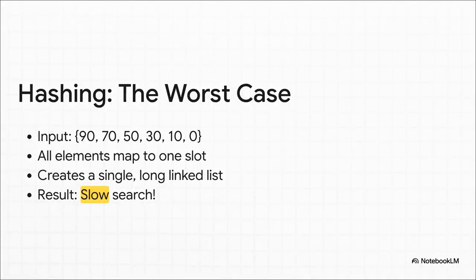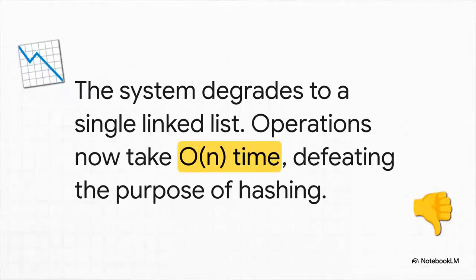Our beautiful, efficient hash table has just collapsed into one long, miserable linked list. All the other slots are just sitting there, completely empty. At this point, our search time is right back to being O(n). We're no better off than that simple, slow list we were trying to avoid in the first place. The whole point of hashing, all that cleverness, is gone, wiped out, all because our system was predictable.